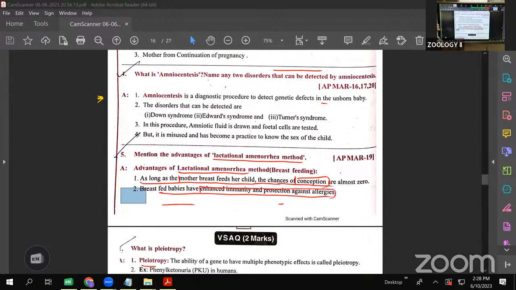Clear? This one is about reproductive health. The 5 VSAQs we discussed, all the 5 VSAQs you learn compulsorily. One will come. Next lesson, genetics.